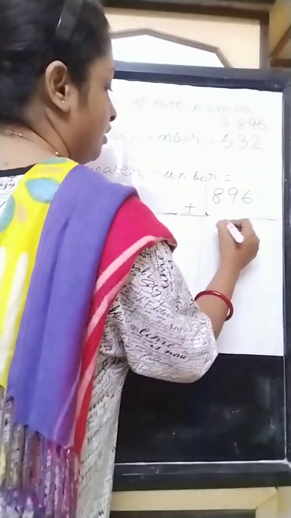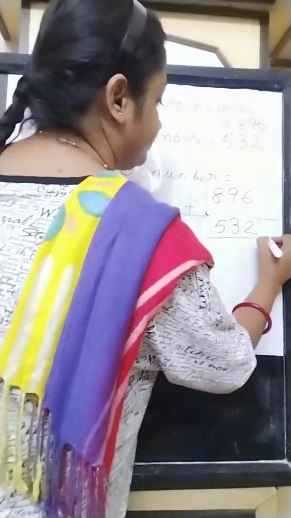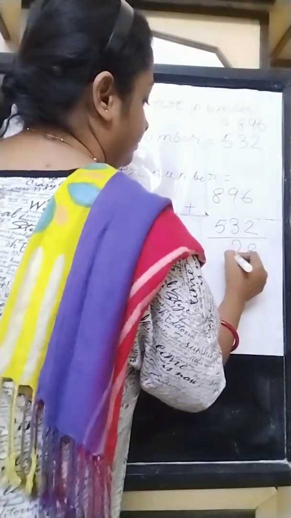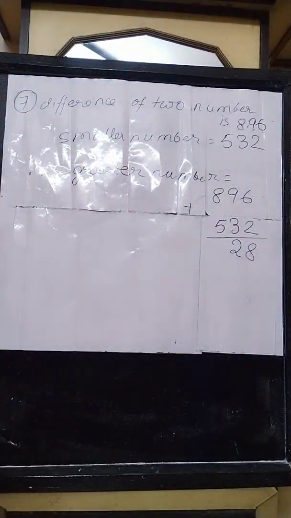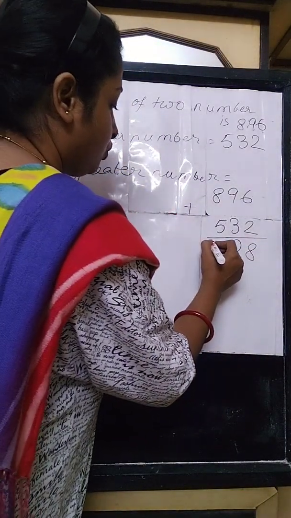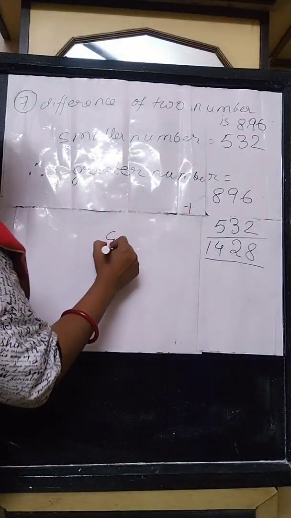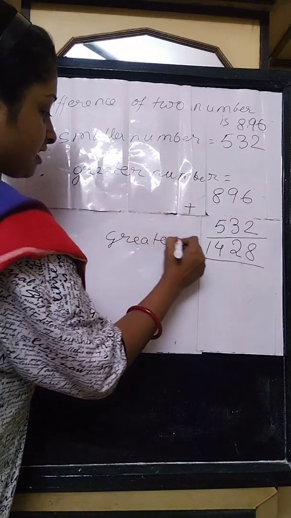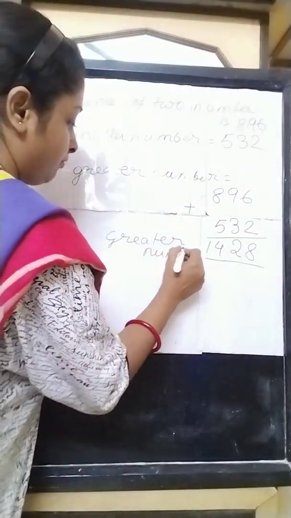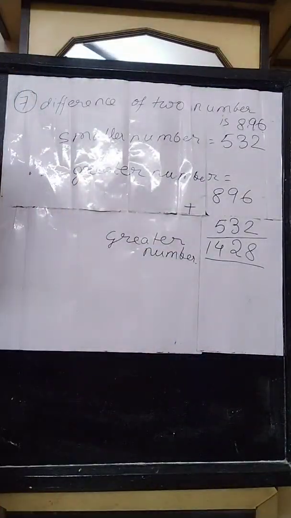896 plus 532 is 1428. 1428 will be the greater number. So in this way we are going to solve the sums. Very quickly we will move on to sum number 8.